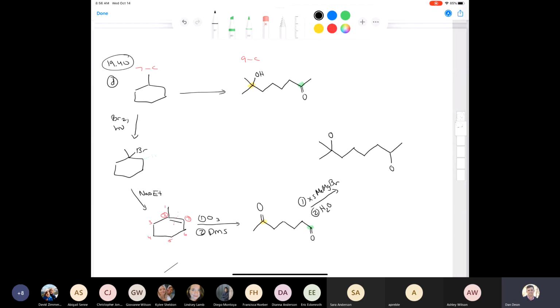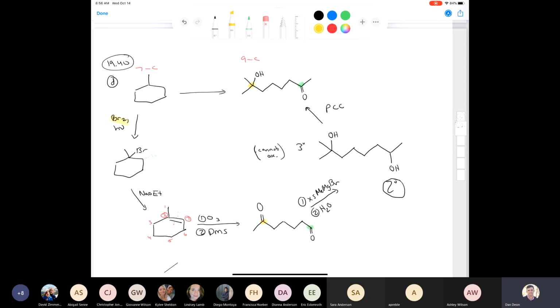Now, after protonation, we're going to convert both of those to alcohols. So this one is a secondary alcohol, and this one is a tertiary alcohol. If I treat all of that with PCC or chromic acid or Dess-Martin periodinane, I'm only going to oxidize the secondary alcohol because you cannot oxidize a tertiary alcohol. And so that would be the last step in the synthesis.